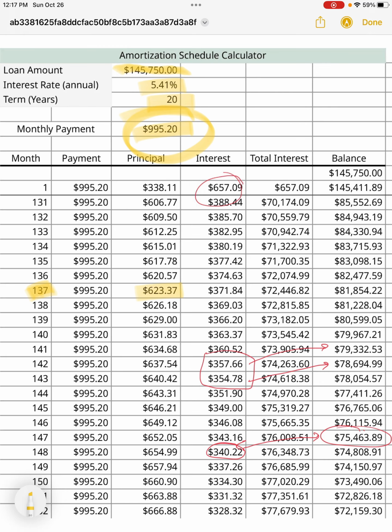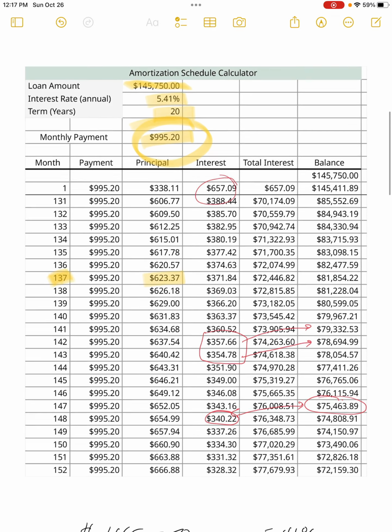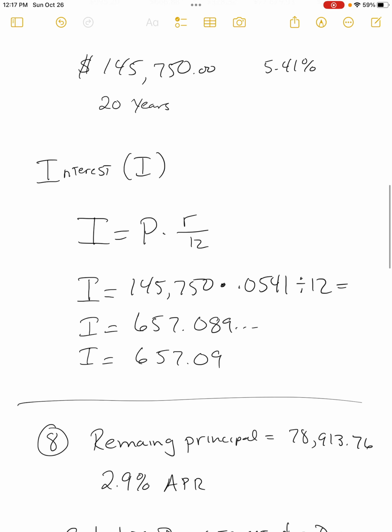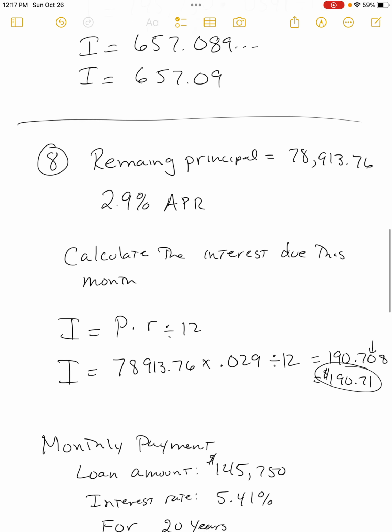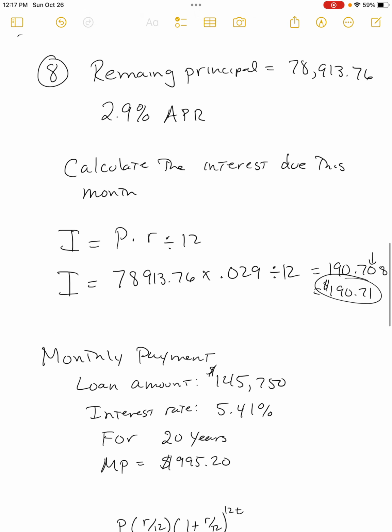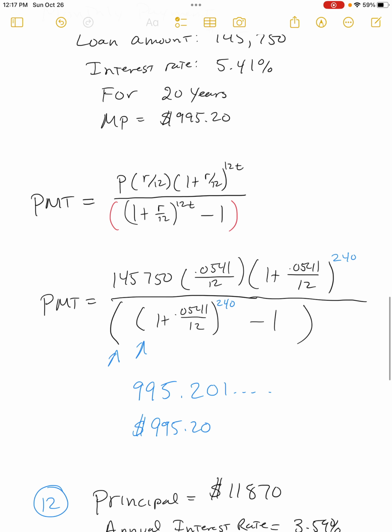But the big process is going to be calculating the interest for any given payment, the interest owed at that billing period, and then also calculating the monthly payment. That's where a majority of your time is going to be spent, and you'll do really well.